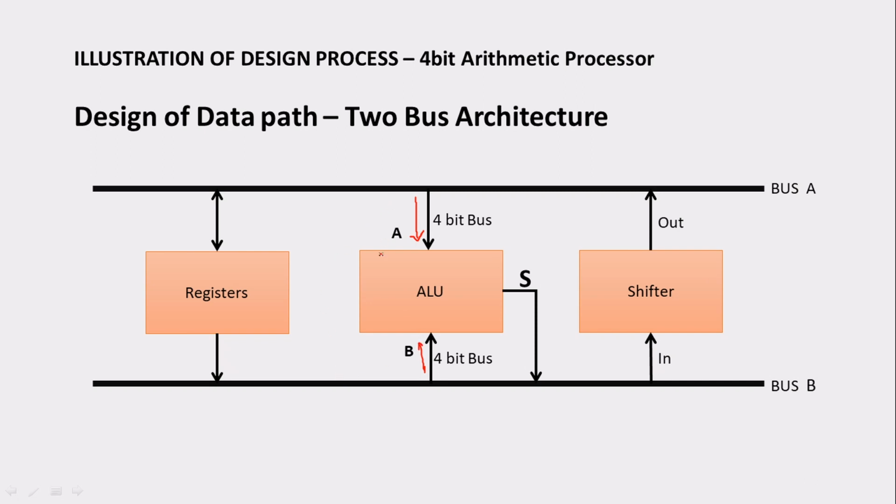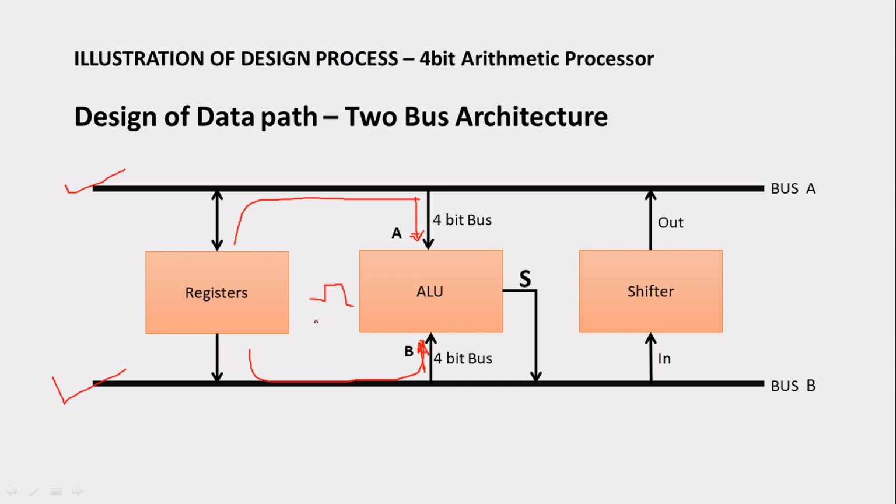That means here how many clock cycles are required? From register it will go on to A, and from register it will go on to B, because there are 2 different buses over here, right? So I can use one bus for loading of input value A, and I can use one more bus for loading of input value B. So the total number of clocks required for loading is only one clock cycle.